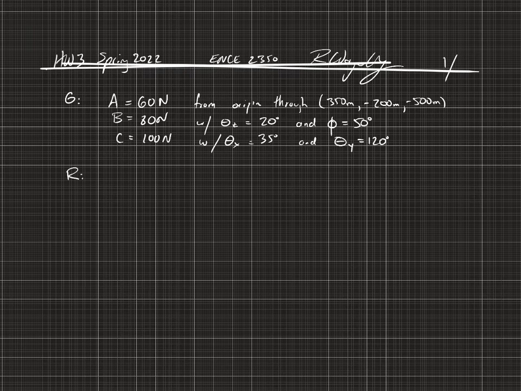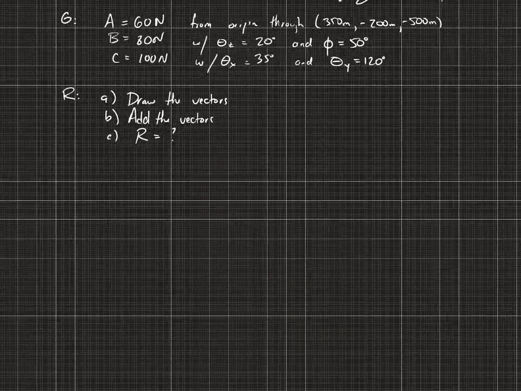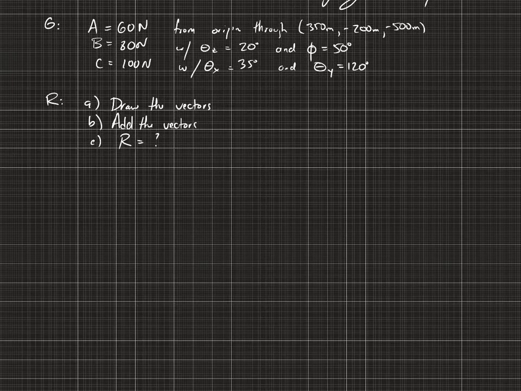Required, I want you to A, draw the vectors. B, add the vectors. And then C, what is the magnitude of the resultant? Okay. So let's start by drawing this. Hopefully I can do a better job with my ruler than I did a second ago. And let's see, how should we do this?